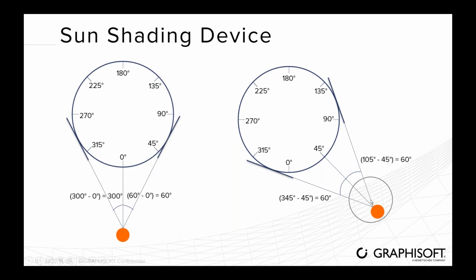So here is one more example where the sun is at 45 degrees, so 60 degrees on the left side and 60 degrees on the right side, and the rest of the part will have the normal sun shading device. Only the sun shading device within this range will be responding to the sun's azimuth and rotation. So let us see how this is done in Archicad itself.